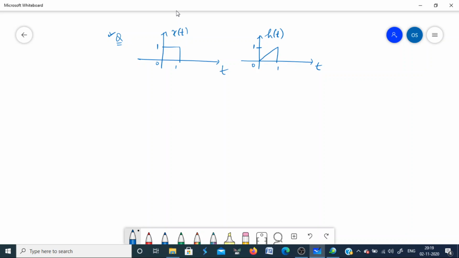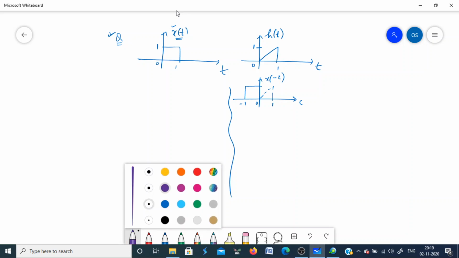Again you have to fold one signal to the left, shift it, multiply it, integrate it. Before that you have to find the limits of integration. I hope now you can do it. Suppose I fold x of tau; I have to first write x of tau, then h of tau. If I fold x of tau, it will become like this, x of minus tau. Now another signal is fixed, it is between 0 to 1. This is minus 1. Then you have to shift it to the right.